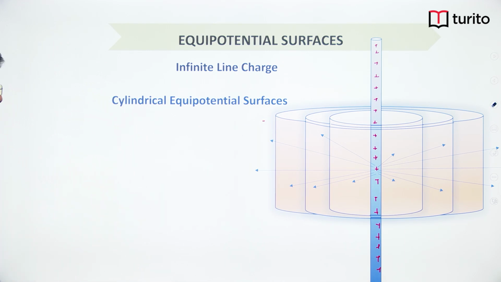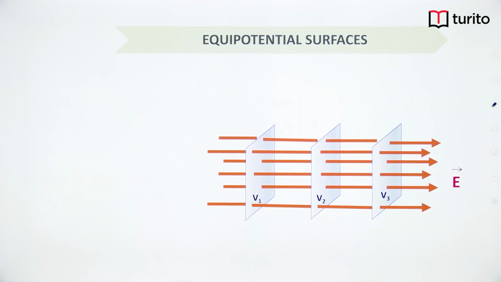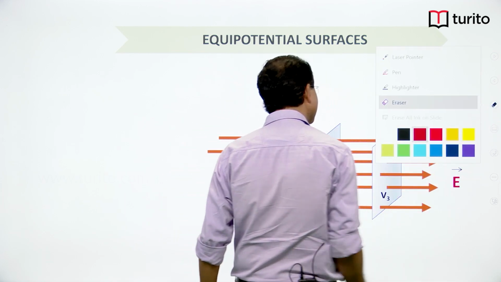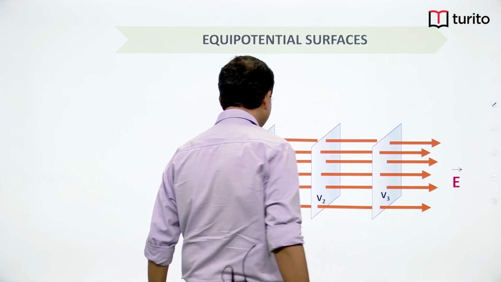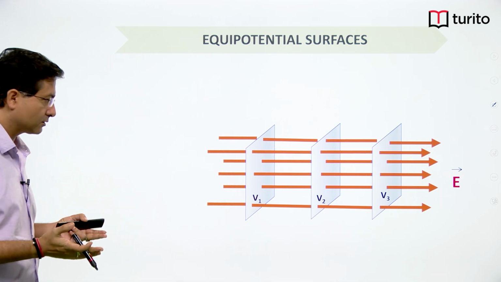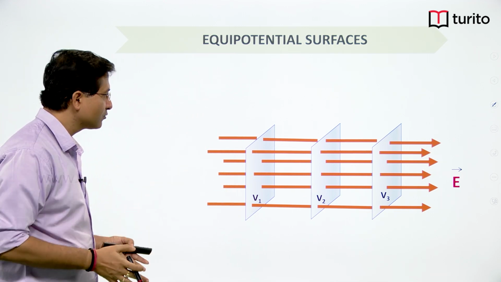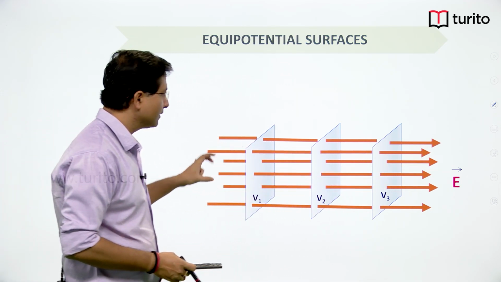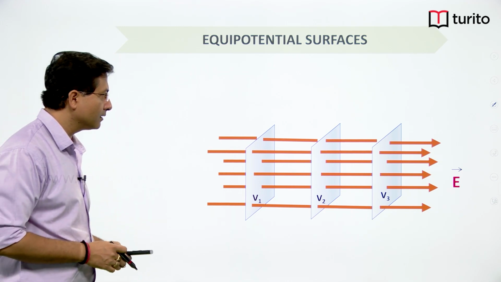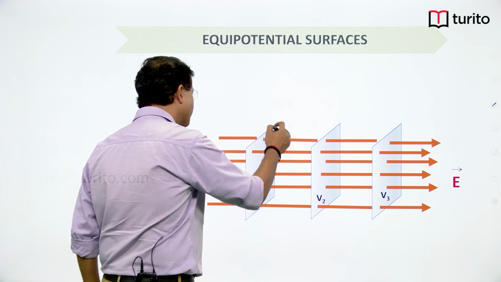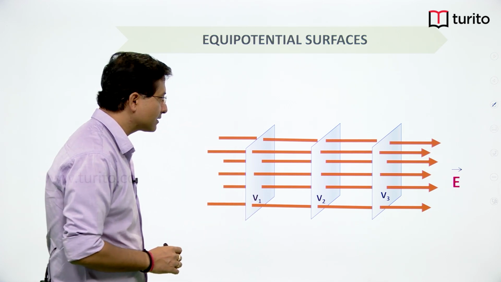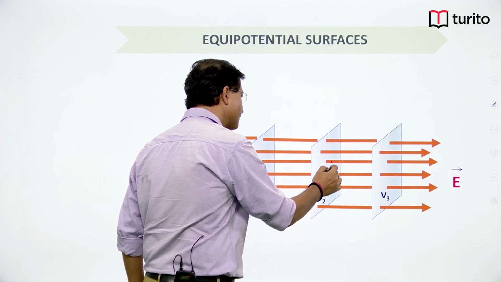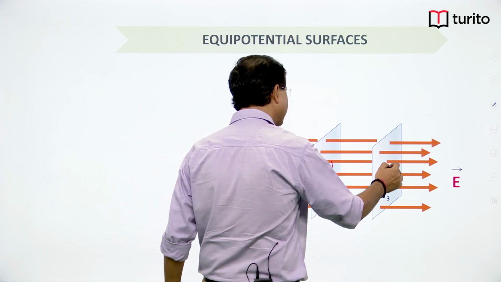Let us see another distribution. What if I take a uniform field? It might be created by an infinite sheet. If field lines are, say, along the x axis and the distribution is uniform, this is a uniform field, and because of the uniform field in space you will get equipotential surfaces as planes. Again you can see that the angle made by these lines with the equipotential surface is 90 degrees at every point.